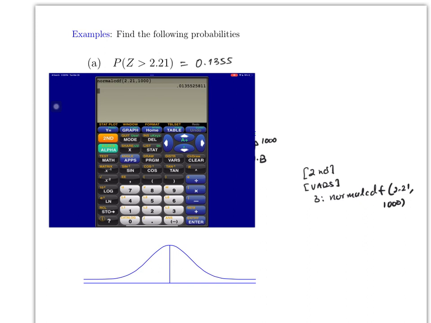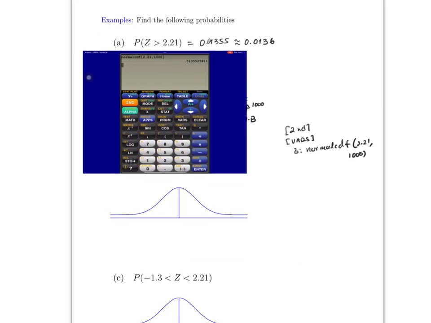So in this particular case, the solution is 0.1355. It's good practice to round this to 4 places. It should be 0.0136. So that's the solution.